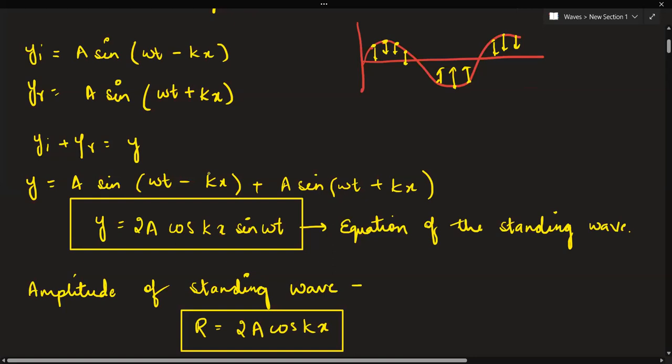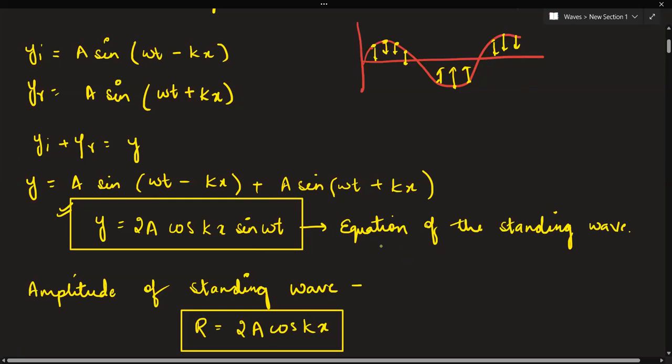That the resultant wave, that the resultant equation is given by addition or algebraic addition of each of the waves. So y total will be what? Y incident plus y reflected. Now see, if I add these two equations, a sine omega t minus kx plus a sine omega t plus kx. So what I'll get? Y is equal to 2a cos kx sine omega t. So this is known as the equation of a standing wave.